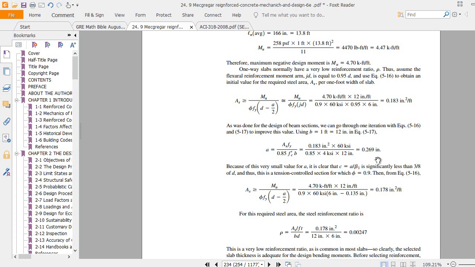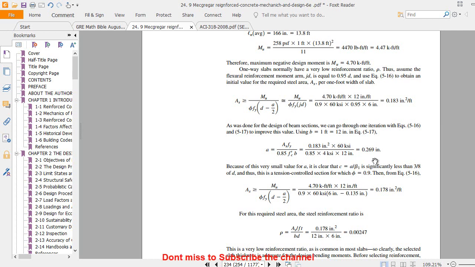What does it mean? If the section is tension control, you are allowed by the ACI code to use phi equal to 0.9. If this value is more than 3/8, you cannot use 0.9. Then you have to calculate the actual phi value, because you are going into the transition zone or a compression zone. I already uploaded many videos on the design of double reinforced beam; if you watch them, you will know the procedure to recalculate this value if it is greater than 3/8.